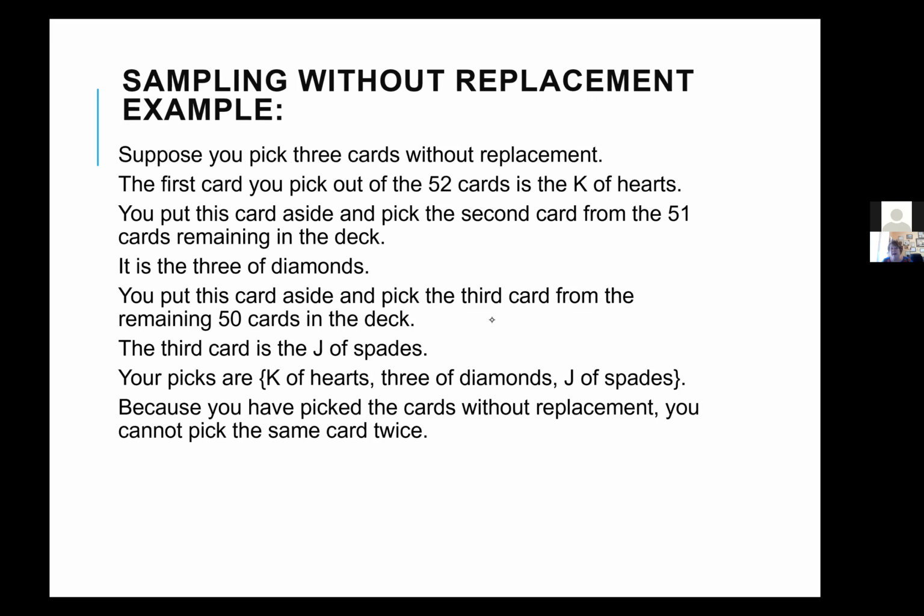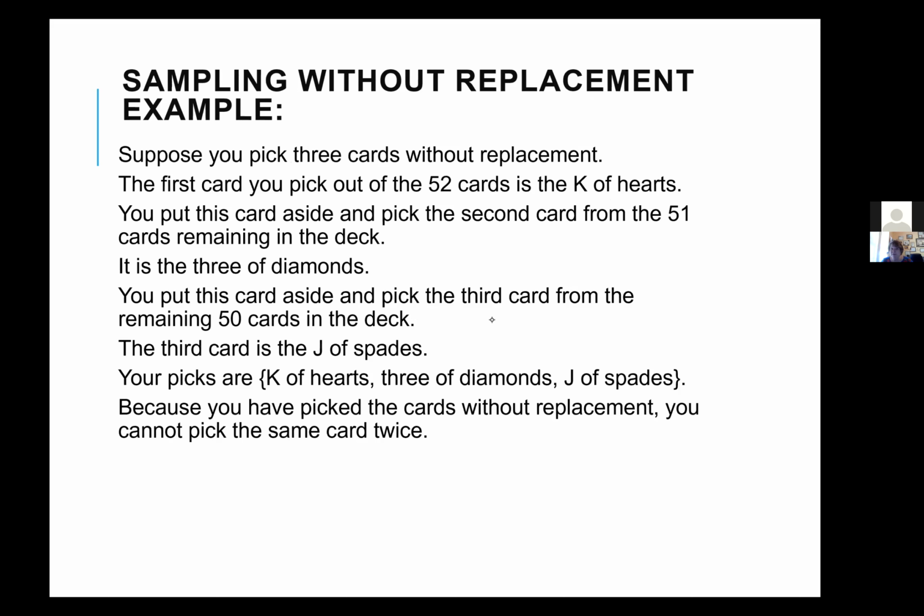Okay, now let's talk about without replacement. So you have your deck of 52 cards again, and you're going to pick 3 cards out again. So the first time you pick a card out of the deck, it's the King of Hearts. So you take that King of Hearts and you set it aside. Now you're going to draw a second card out of the deck.